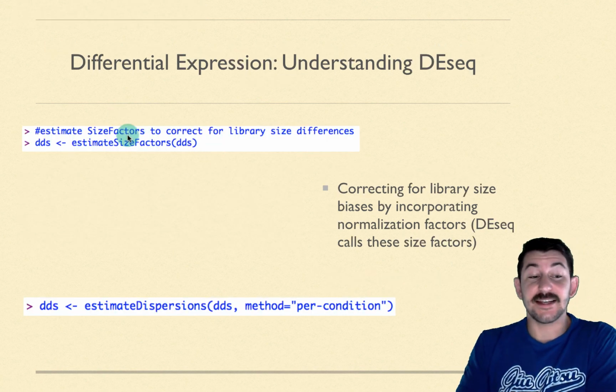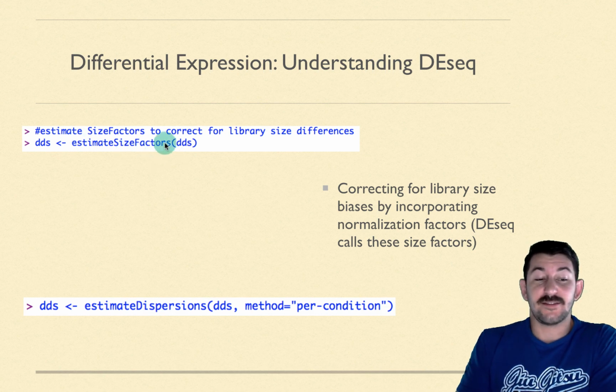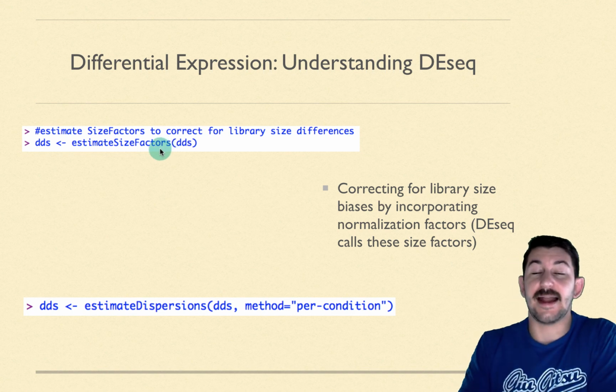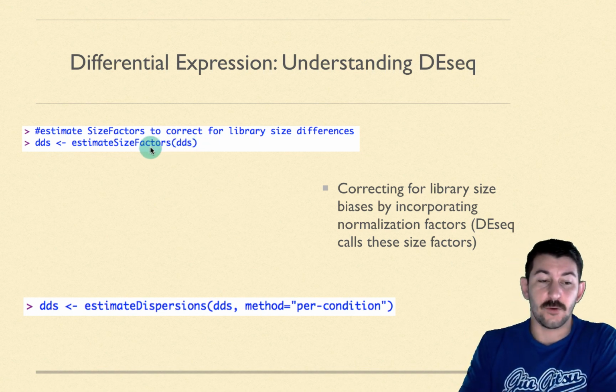Doing all of that in DESeq is as simple as taking your data set, here I've named the data set DDS, and doing estimate size factors. Size factors are basically looking at the total number of reads and adding that in for comparison. And so all we're going to do is estimate the size factors of DDS and then save over DDS with that output.